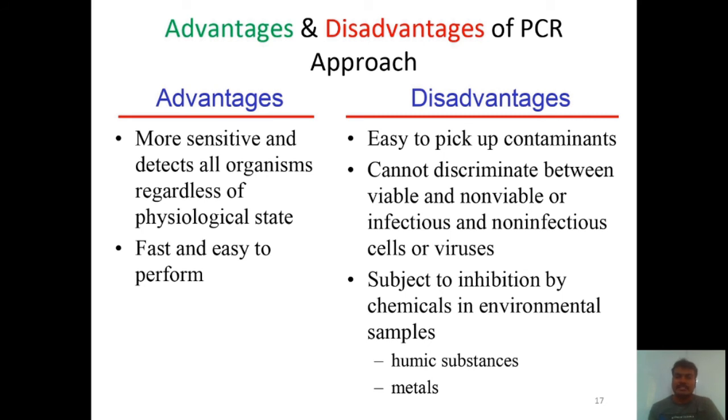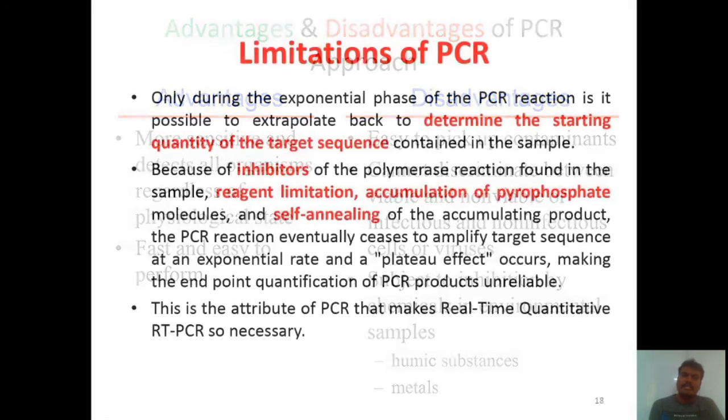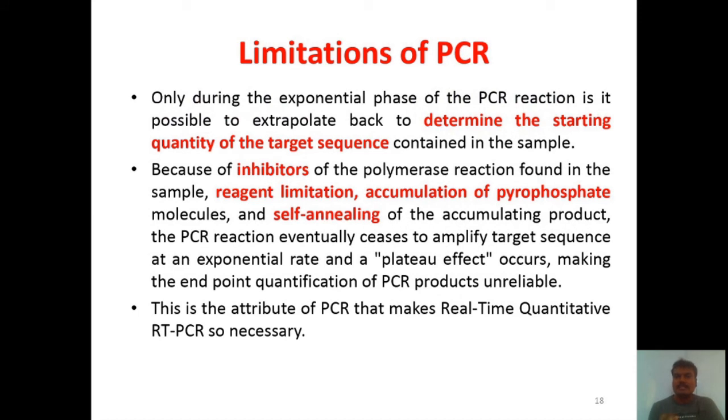What are the different types of PCRs available? And what are the disadvantages? The disadvantage is we cannot distinguish whether the organism is live or dead. Another one is that even small traces of contamination will affect the efficiency and the amplification. We are mainly focused on applications, so the application is worthy, but there are some limitations also.